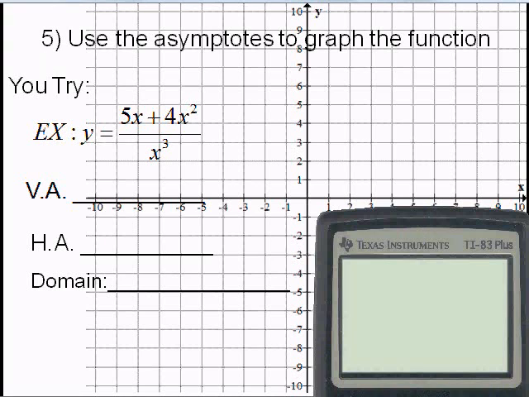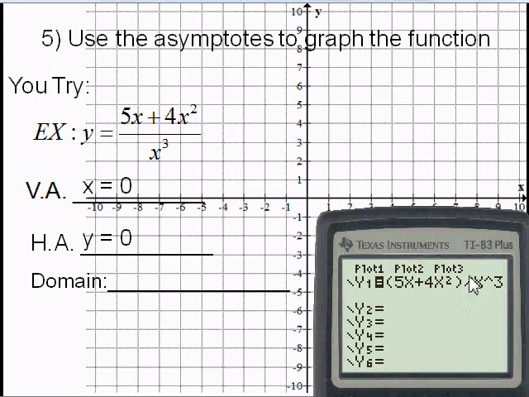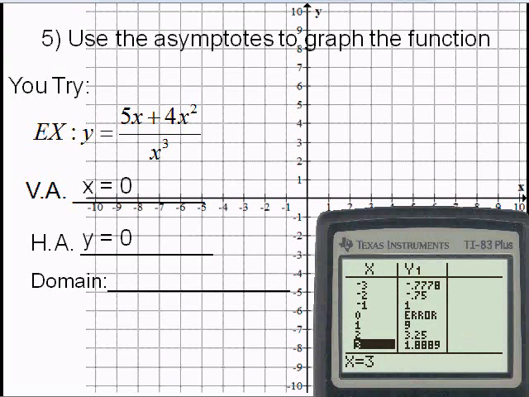Okay, hopefully you found the vertical and horizontal asymptotes are x equals 0 and y equals 0. We really don't have to draw those since they are the axes themselves. If you have a calculator of your own, hopefully you turned it on, pressed y equals, and went to your table to find some points before and after your asymptote, which was at 0.